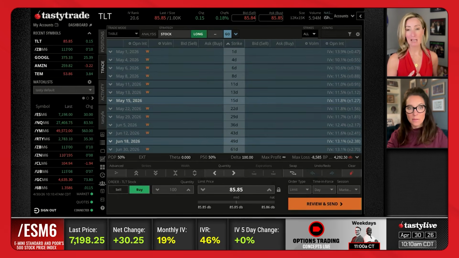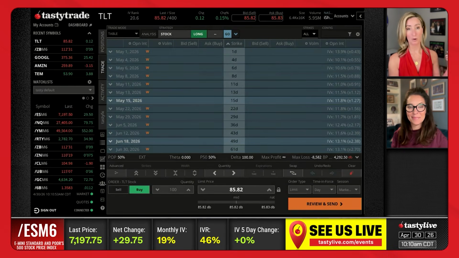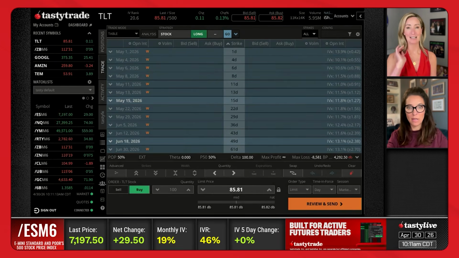Keep in mind, I trade a couple accounts, but one of them is an IRA. And in my IRA, because I can be bullish or bearish if I put a zebra on, I almost exclusively use this as a stock replacement in my IRA. Because with cash secured accounts, if I'm going to buy TLT, it's $8,582 for 100 shares. So let's replicate getting long 100 shares in TLT, and we're going to do it for a fraction of the cost. Pennies on the dollar.